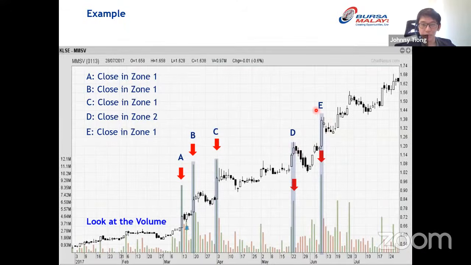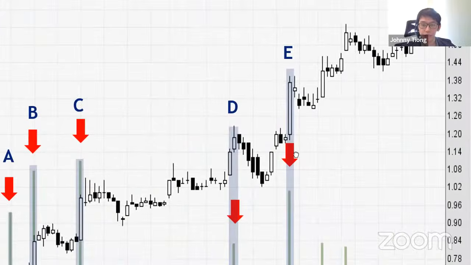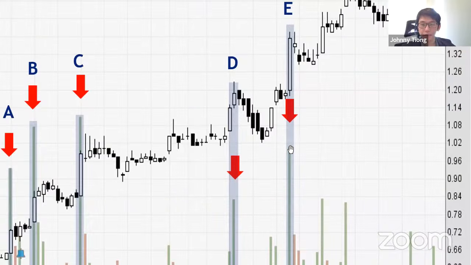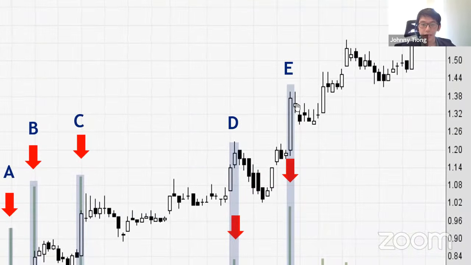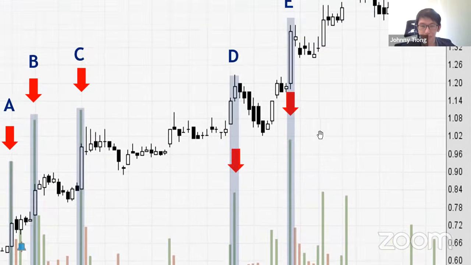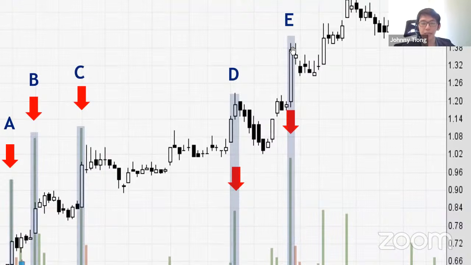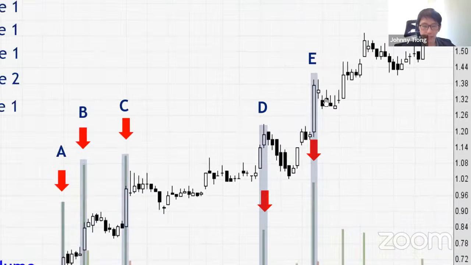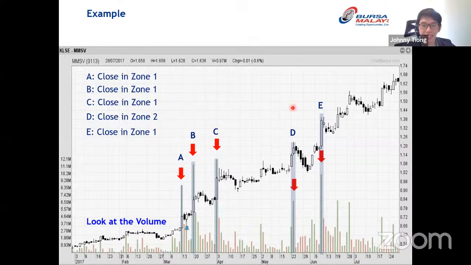And then we look at candle E. Look at the volume, so high. The buying volume here is basically pushing the stock price up. So candle E also closes in zone 1.